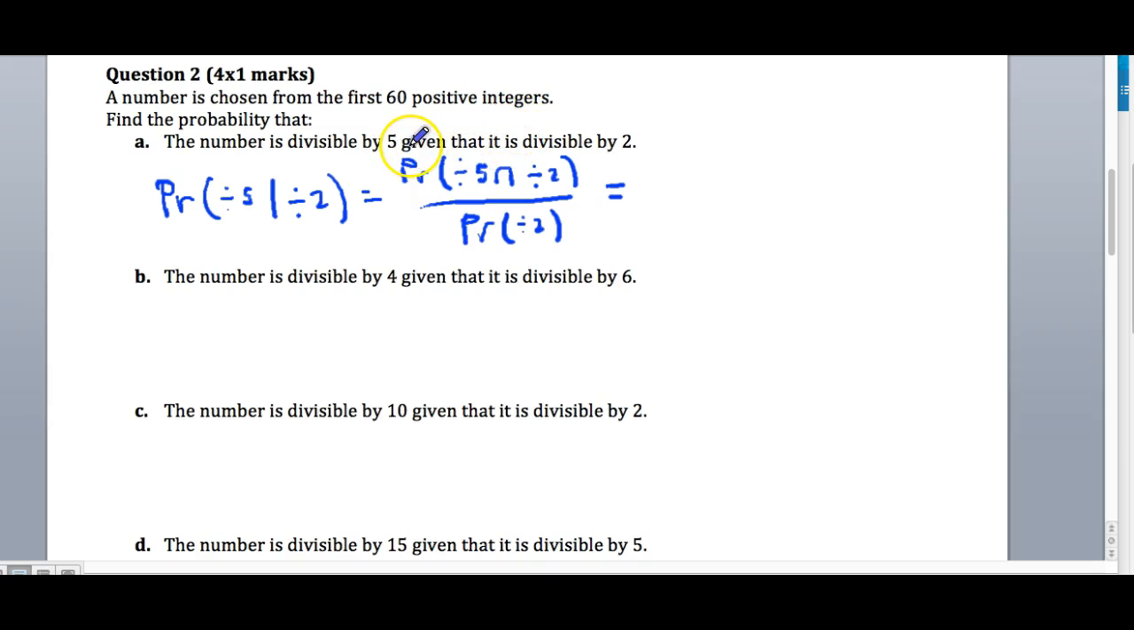So the lowest common multiple of 5 and 2 is 10. And the way you can easily find that is just multiplying the two together. So 5 times 2 is 10. There is nothing else lower.